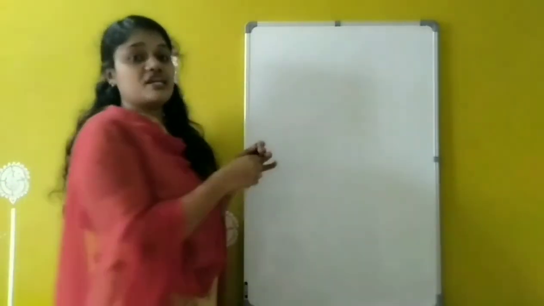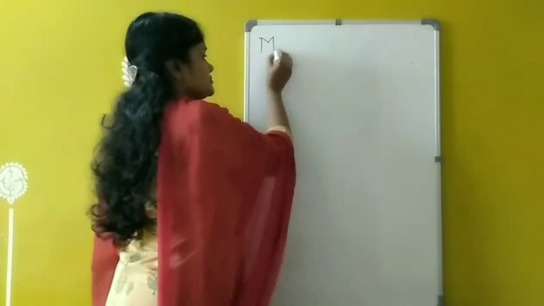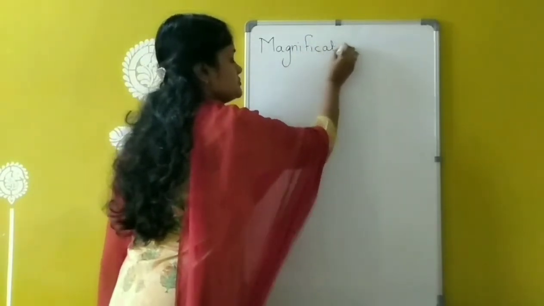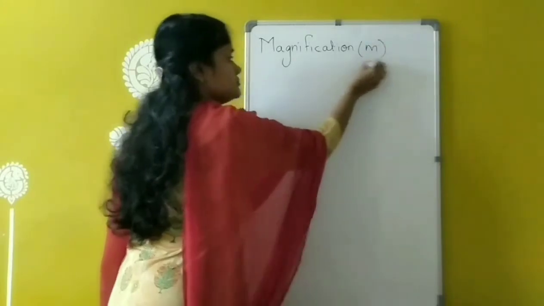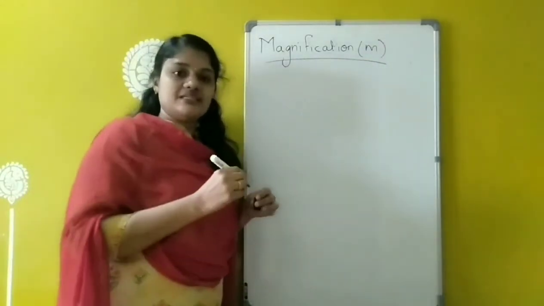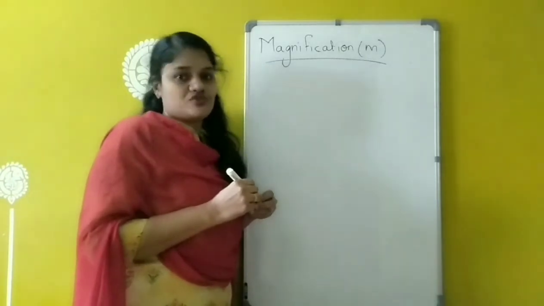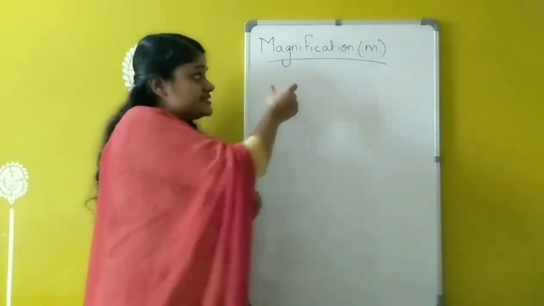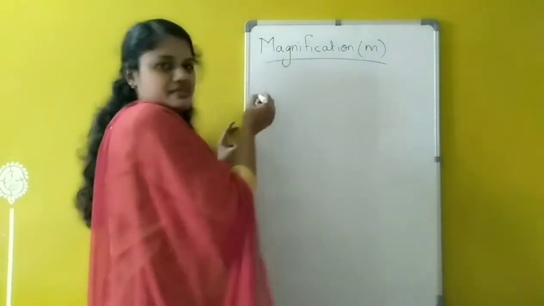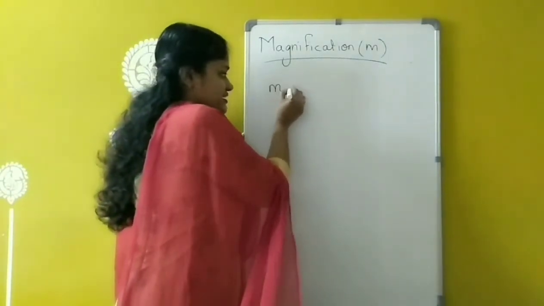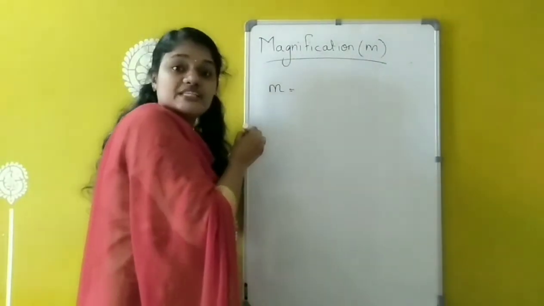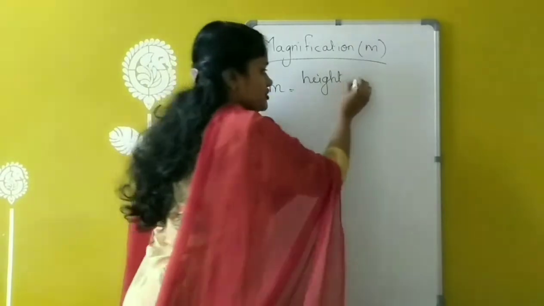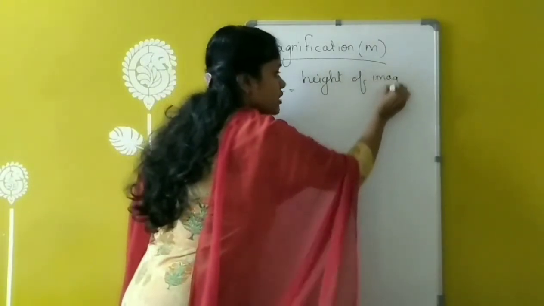Next we have to study magnification. Magnification mainly tells how much the image is magnified compared to the object. We have to see how much the image is magnified, or it may be diminished. That can be seen using which one? Magnification. So it is simply a ratio. Magnification is defined as the ratio of the height of the image to the height of the object.